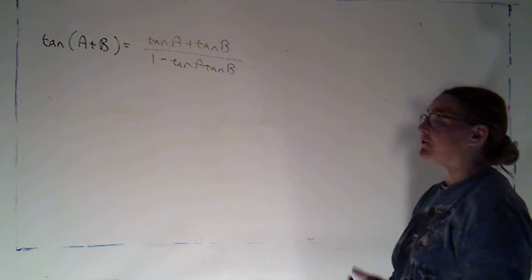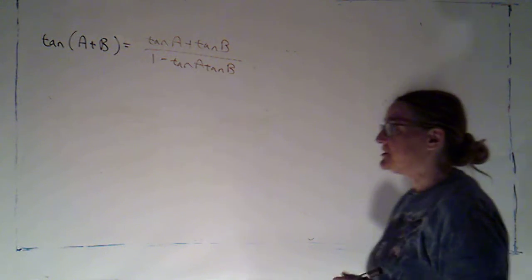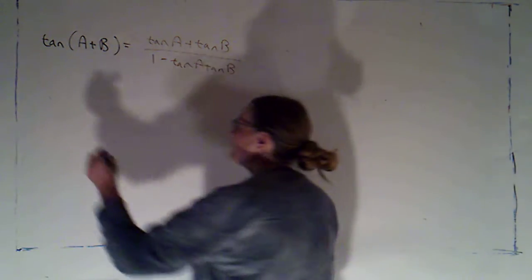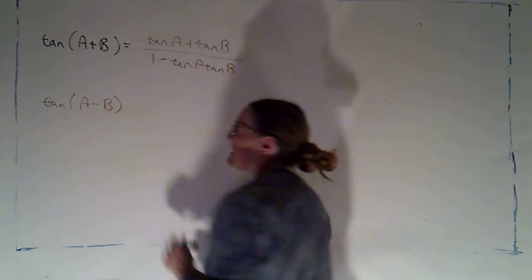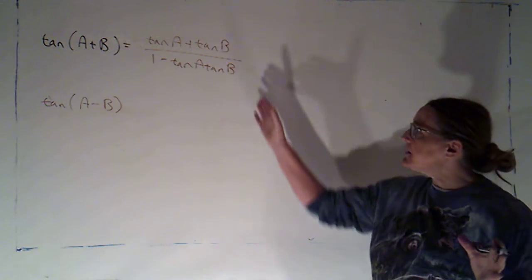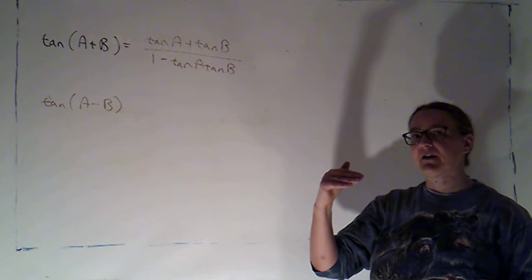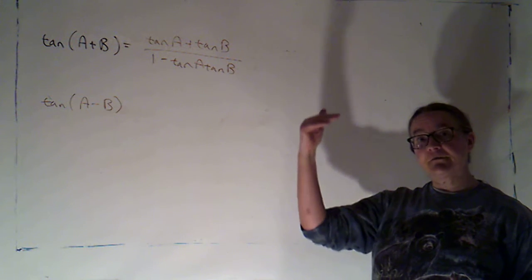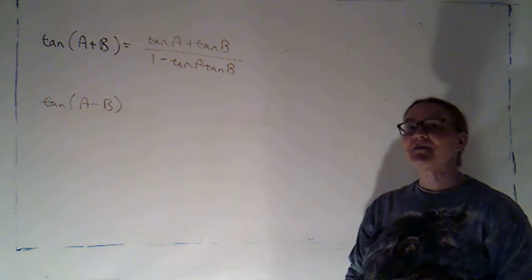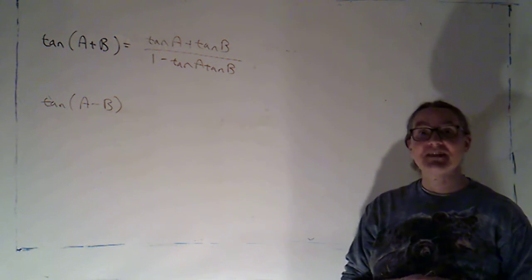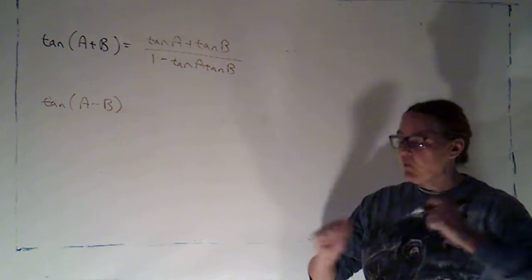The difference formula for tangent is going to be very, very similar. So what I want you to do is pause the video and derive for me the formula for tangent of A minus B, doing exactly what we just did for the sum formula. You're going to write it as sine of A minus B over cosine of A minus B, write out the difference formulas for sine and for cosine, and then multiply by the appropriate form of 1 to get it in terms of tangents. So pause the video, come back in a moment. Welcome back.